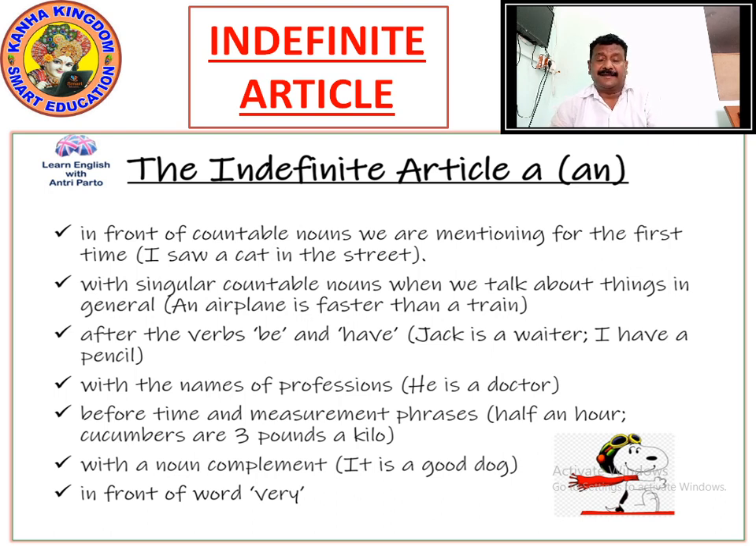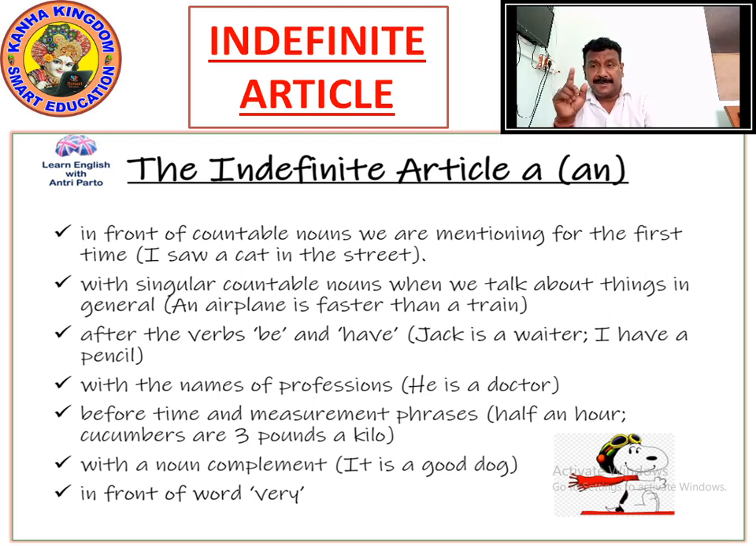The indefinite articles A and AN are used in front of countable nouns we are mentioning for the first time. I saw a cat in the street. See the example: I saw a cat in the street. A cat.